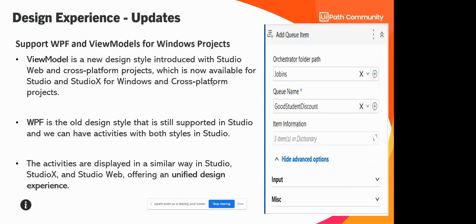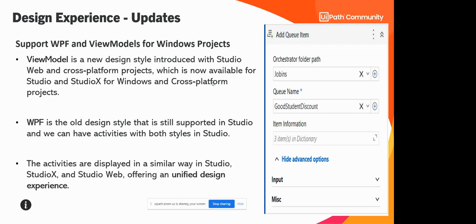Okay, I'm going to start with a few of the design updates we got in the latest version of UiPath Studio. So the first thing is view model. Previously we had a model called WPF, which we called the old design style. This time UiPath introduced something called view model in UiPath Studio as well. Previously this was available with Studio Web and cross-platform projects. Now we have the same option with Studio and Studio X, which is compatible with Windows and cross-platform projects.